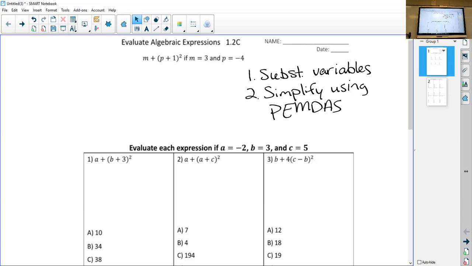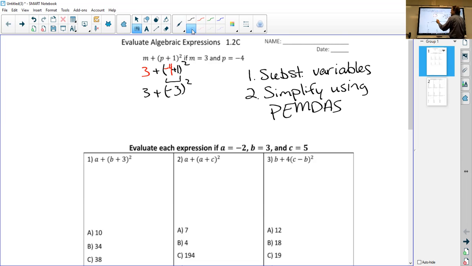So our example problem, m plus p plus 1 squared, if m is 3 and p is -4. Okay, so m is 3. Bring down the rest, plus 1, and p is -4. So we still do the parentheses first. So -4 plus 1 is -3. I'm going to leave that in parentheses. We'll talk about why in a minute.